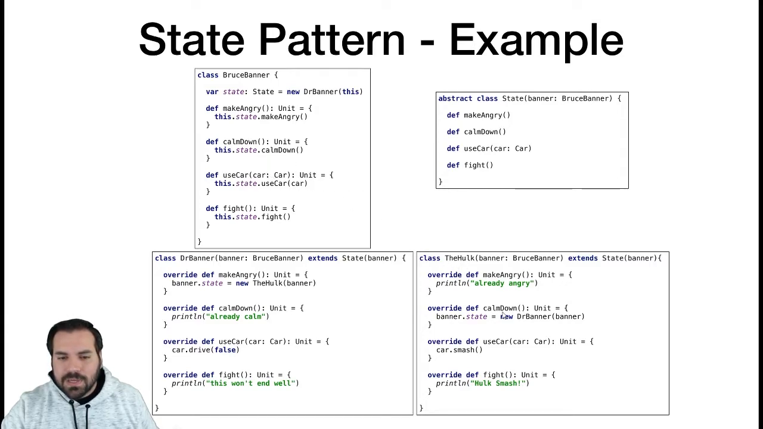Calm down is going to call this method. It's going to access that Bruce Banner and change its state to a new Dr. Banner object, which is going to transition the state of Bruce Banner back to Dr. Banner. Calm him back down, and now he switches back to Dr. Banner. He has all of this behavior because his state variable named state of type state is equal to an instance of the Dr. Banner class, or an object of type Dr. Banner.